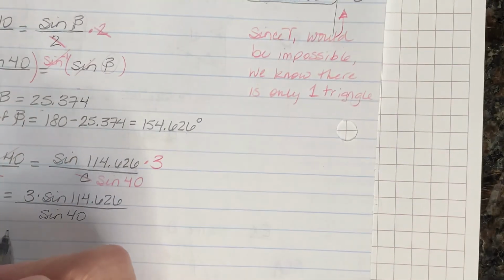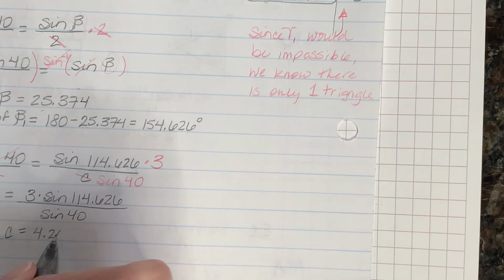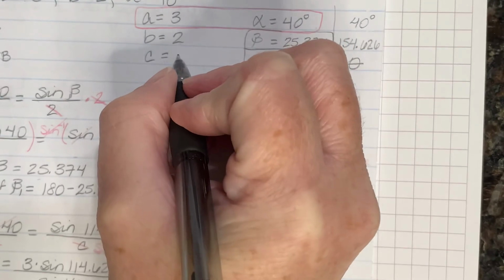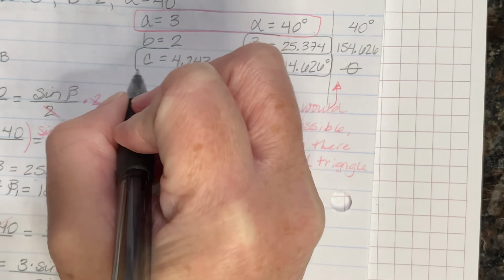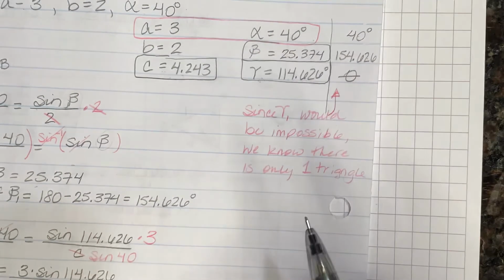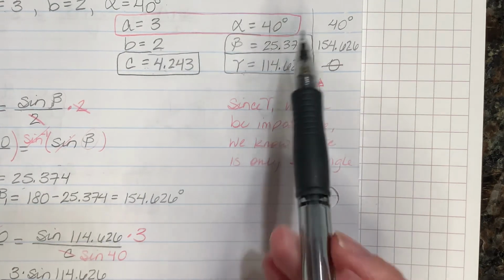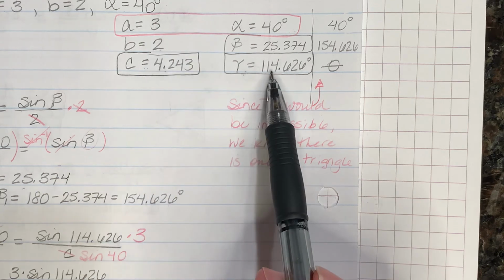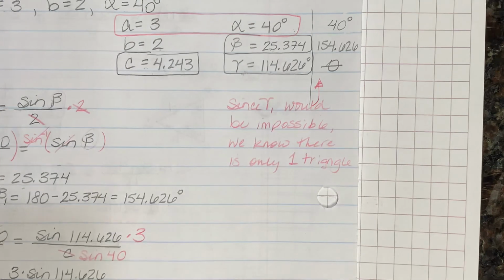So C is, what did I say, 4.243. We can come back up here and say 4.243. And then again, always good to check to make sure my smallest angle has my smallest side, my next angle has the next side, and my biggest angle has the biggest side. And that's our solution. Okay? So we'll go ahead and do 2 more examples in another video. Bye.